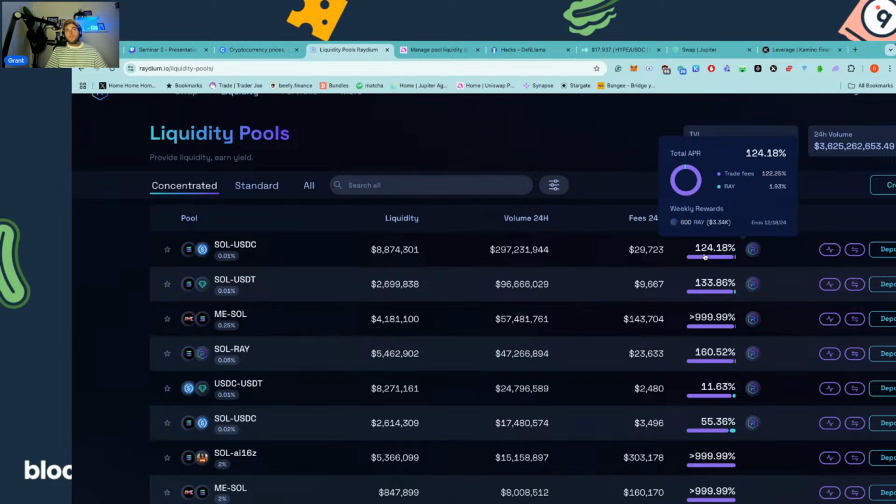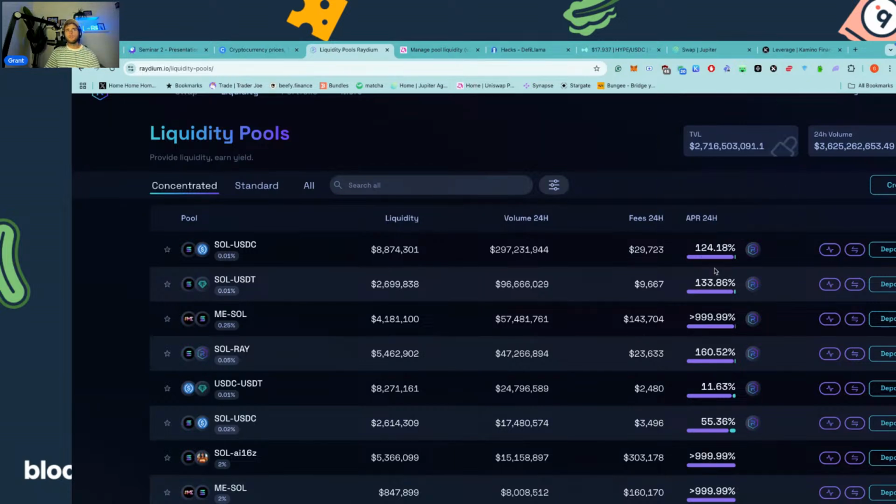So 124% here is broken up into two little baskets. The trade fees are accounting for the lion's share. Good. This is what you want to see. You don't want to see everything being propped up by token emissions and stuff like that. It's just a game you don't want to play.